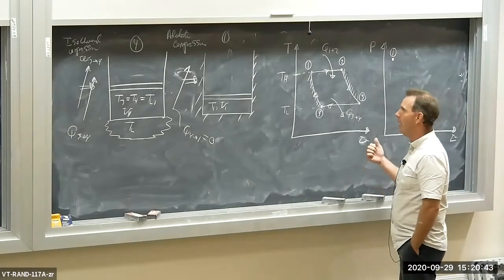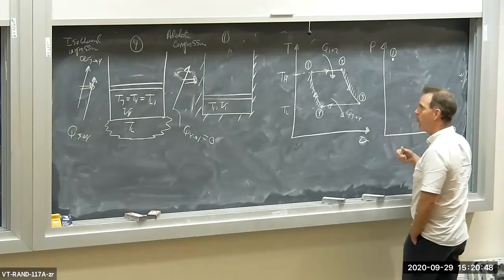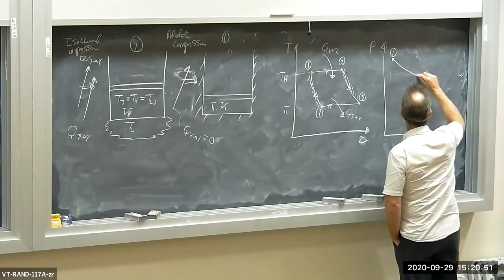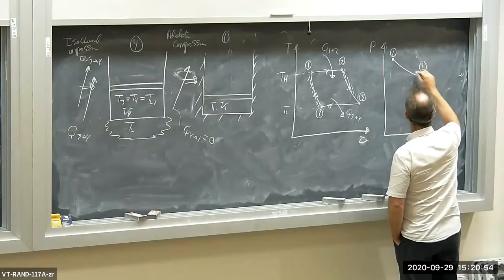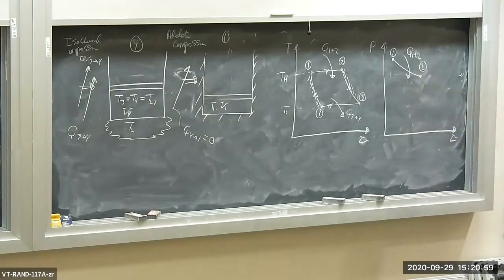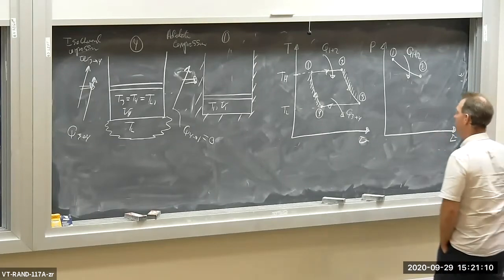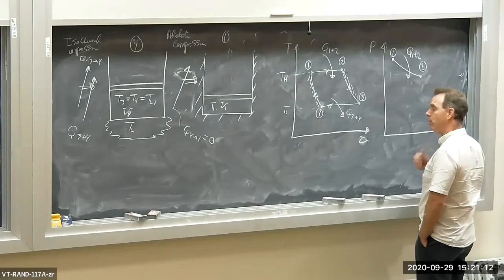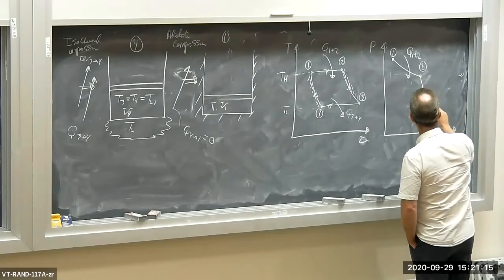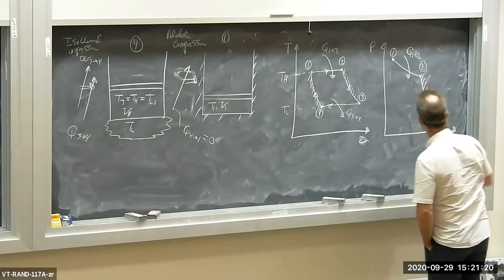Now, volume is going up isothermally from state 1 to state 2. That means pressure has to fall. So pressure has to fall from state 1 to state 2. And this is where the heat transfer is occurring here. State 2 to state 3 is no heat transfer, increase in volume, so pressure falls very quickly. Temperature will fall and volume goes up, so pressure has to fall very quickly from 2 to 3, okay?